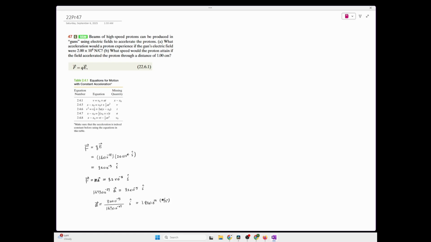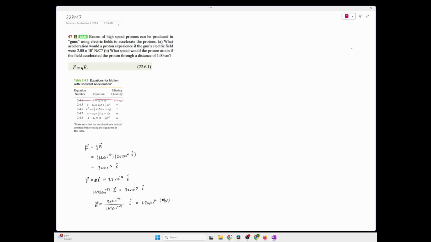In part B, they're asking what speed would the proton get if the proton is accelerated through a distance of 1 centimeter. Now, in this question, the time t is not given. So that first equation would not apply.